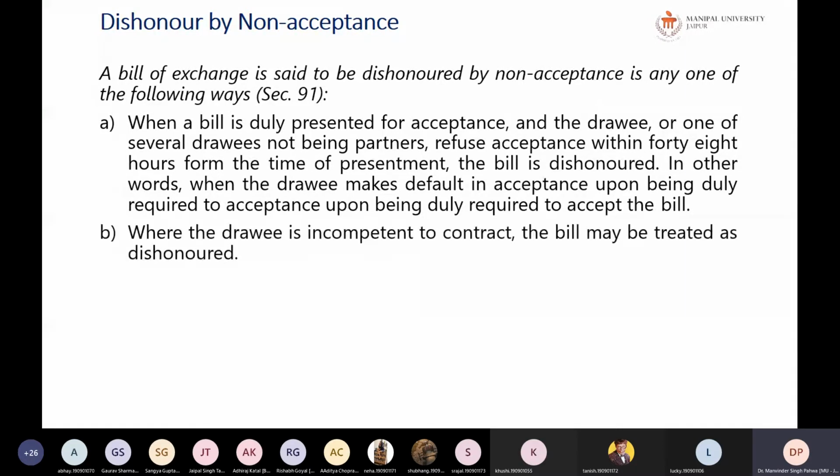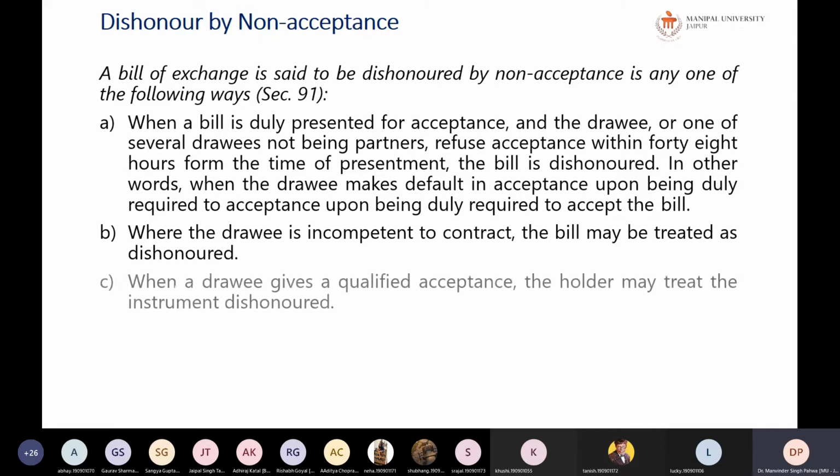Next is where the drawee is incompetent to contract, and the bill may be treated as dishonored. Suppose you have given a bill to a minor and he has refused. It will be dishonor by non-acceptance.